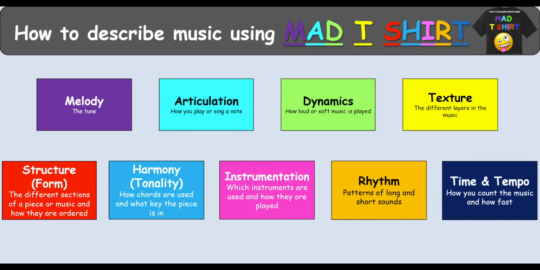In this video, first of all, I'm going to recap the musical elements, which are the building blocks of music, the individual parts that music can be broken down into. There are quite a lot to remember, 9, so we use the mnemonic MAD T-shirt to remember them all. You can see these listed on the screen. After recapping, I'll talk about the 3 that we will be focusing on today.